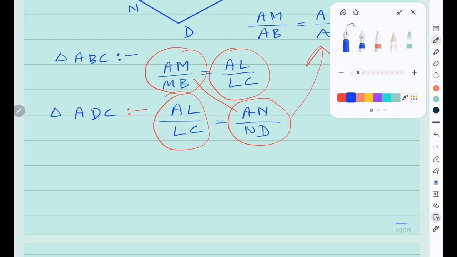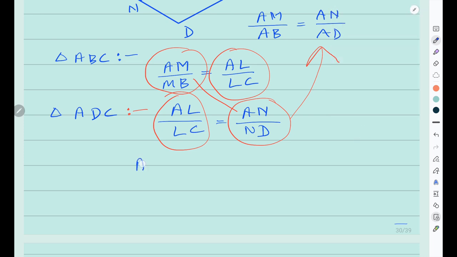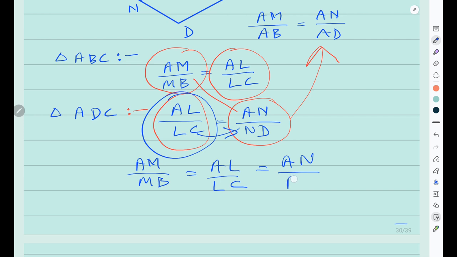So in a way, it's very obvious that AM to MB is equal to AL to LC, and then AL to LC we can also write down as AN to ND. So it means AM to MB will be equal to AN to ND, because they both are equal to AL to LC. So that is the solution of this question.